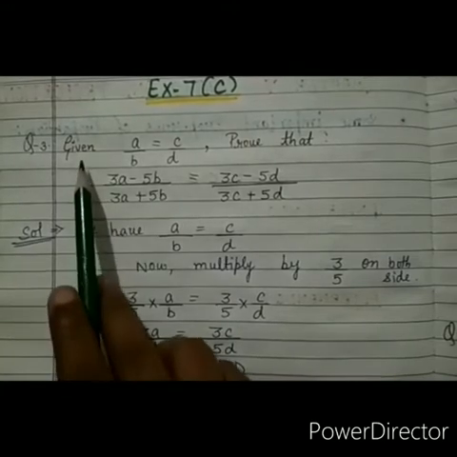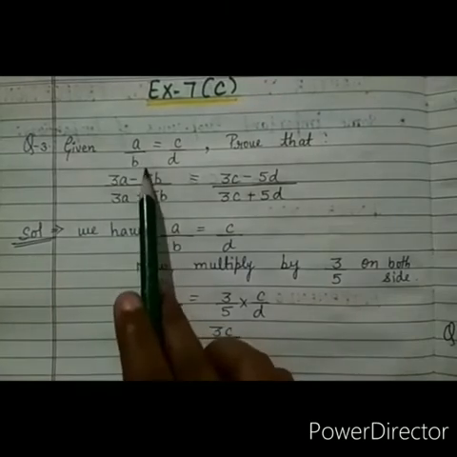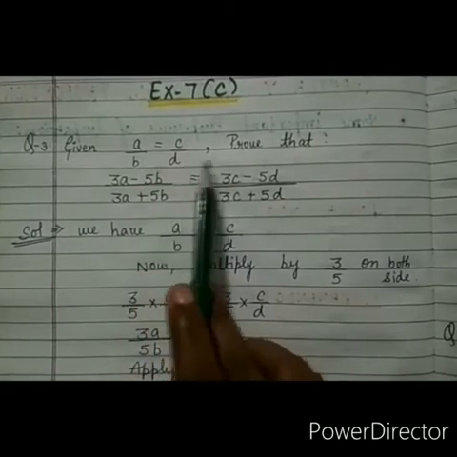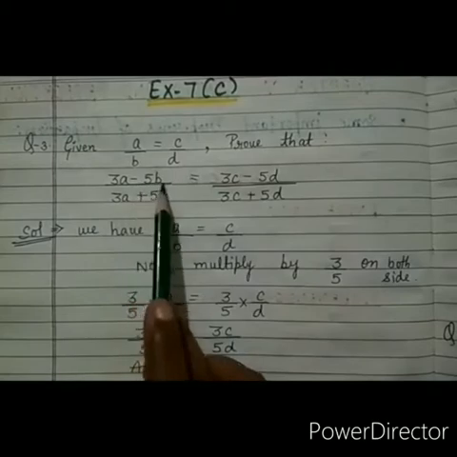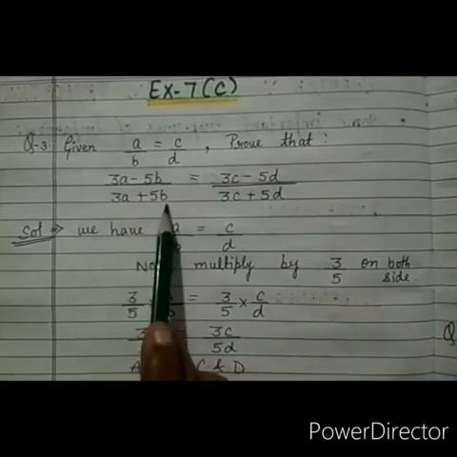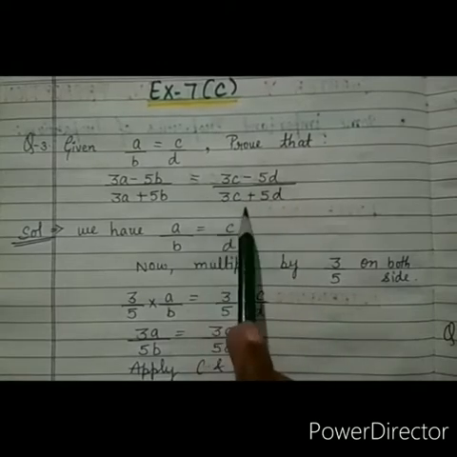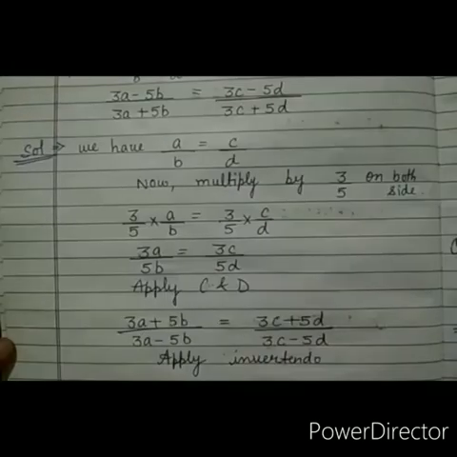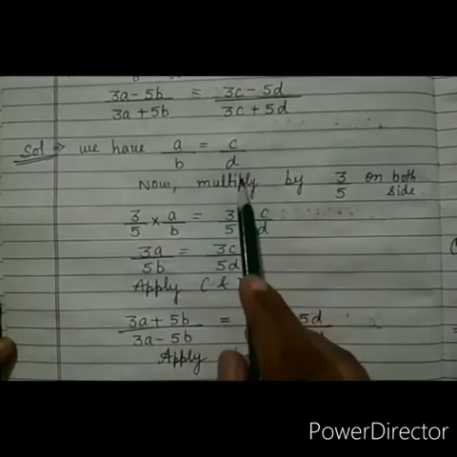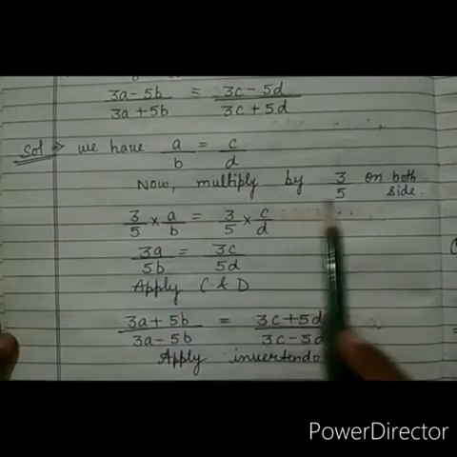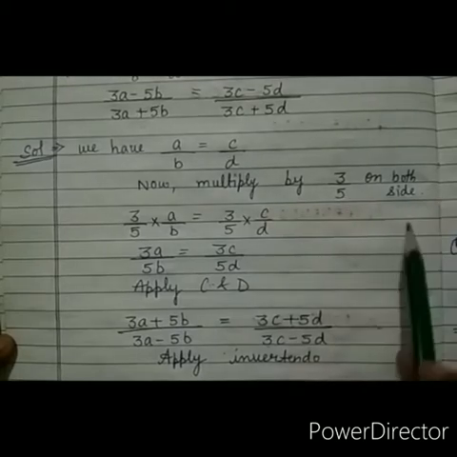Question is, given A upon B is equal to C upon D, prove that 3A minus 5B upon 3A plus 5B is equal to 3C minus 5D upon 3C plus 5D. Now as we are given A upon B is equal to C upon D, multiply by 3 upon 5 on both sides.